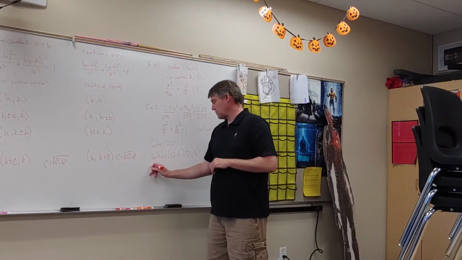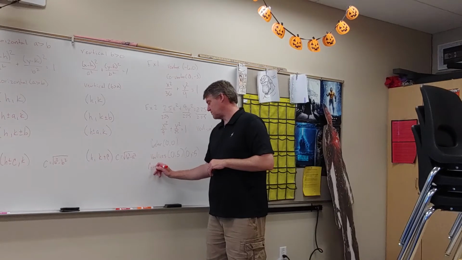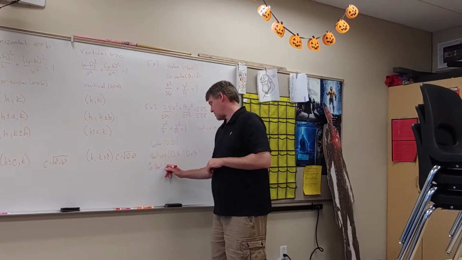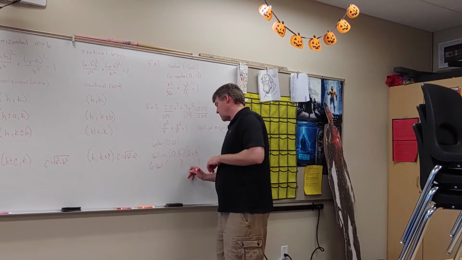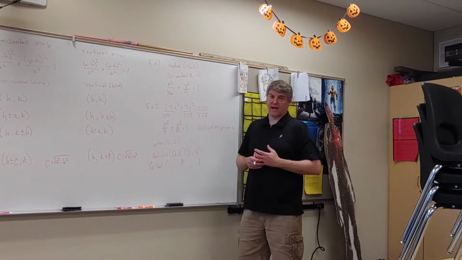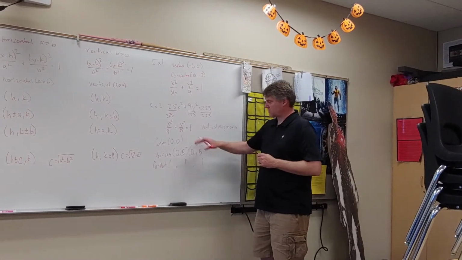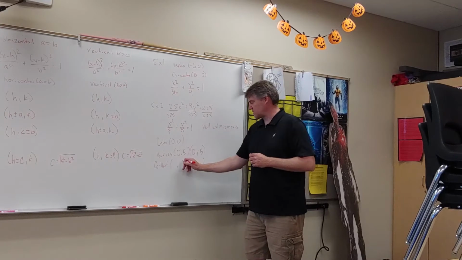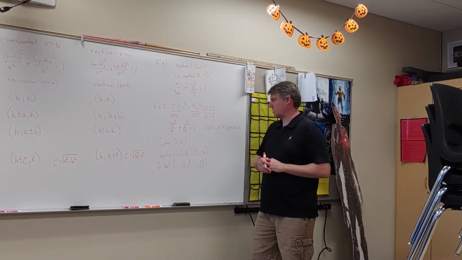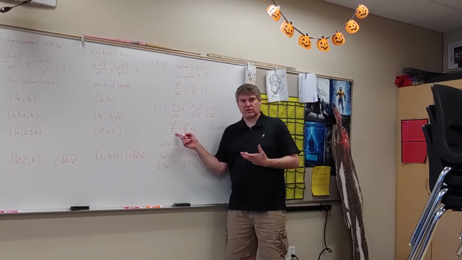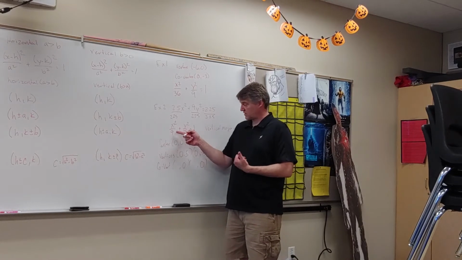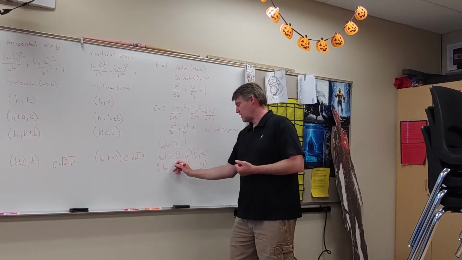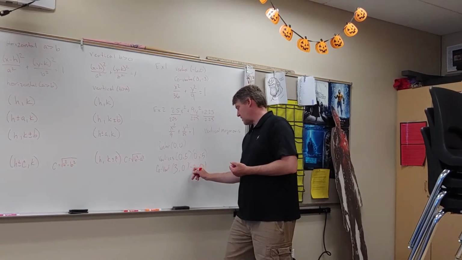Okay, now I'm going to find my co-vertices. On my co-vertices, my minor axis is the one that's changing. My center is not going to change, so they both have zeros there. And now I'm going to take the square root of the smaller value. So I'm going to take the square root of 9, that gives me 3. So I get positive 3, I get negative 3.